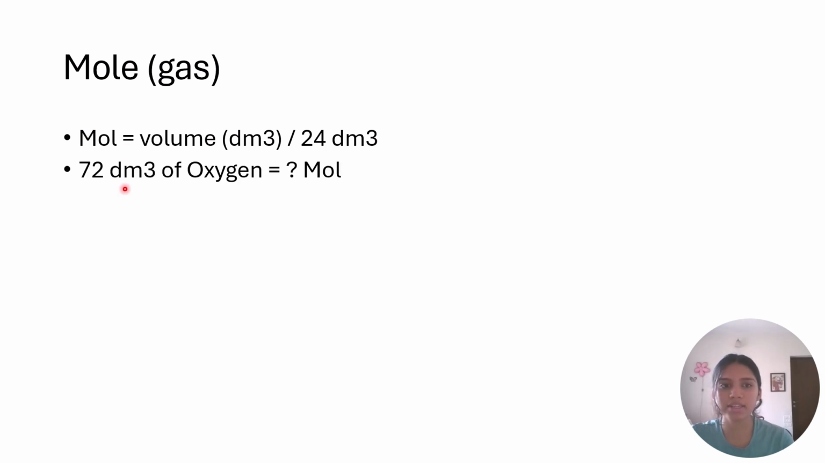Okay. So for example, if we have 72 dm cube of oxygen, how many moles? It's 72 by 24, which is 3 moles of oxygen. Make sure that both of these are in dm cube. If it's in cm cube, divide by 1000.